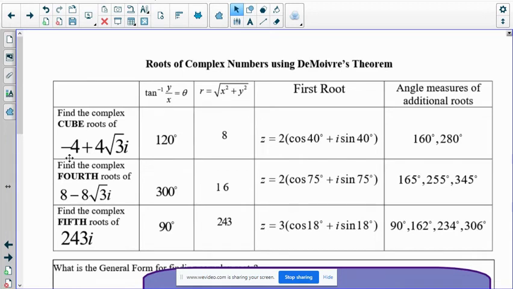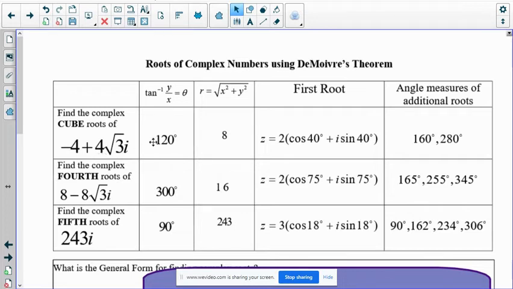But first thing I want to point out is if you have a cubed root, you have 3 answers, 3 roots. If you have a 4th root, you have 4 answers. If you have a 5th root, you have 5 answers, and so on and so forth. Again, the first thing I have to find is this is something in rectangular.